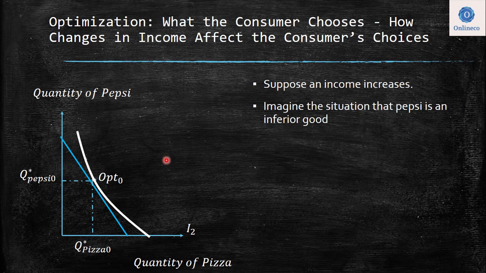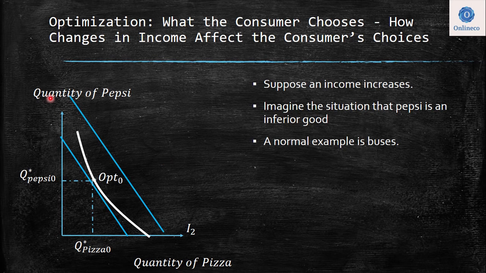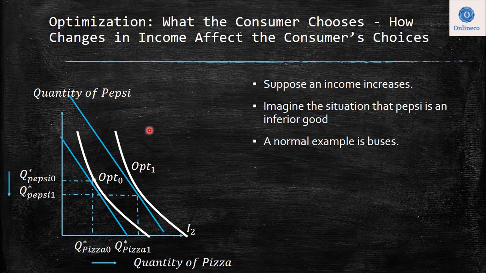So imagine the situation that Pepsi is an inferior good. What is an inferior good? It's a good that when you earn more money, you consume less. It should be kind of difficult to think about that, but a normal example is buses. This is an inferior good because when you have more money, you will change them for a taxi or for your own car. Then this is the shift of that curve outward, and naturally here is the situation.